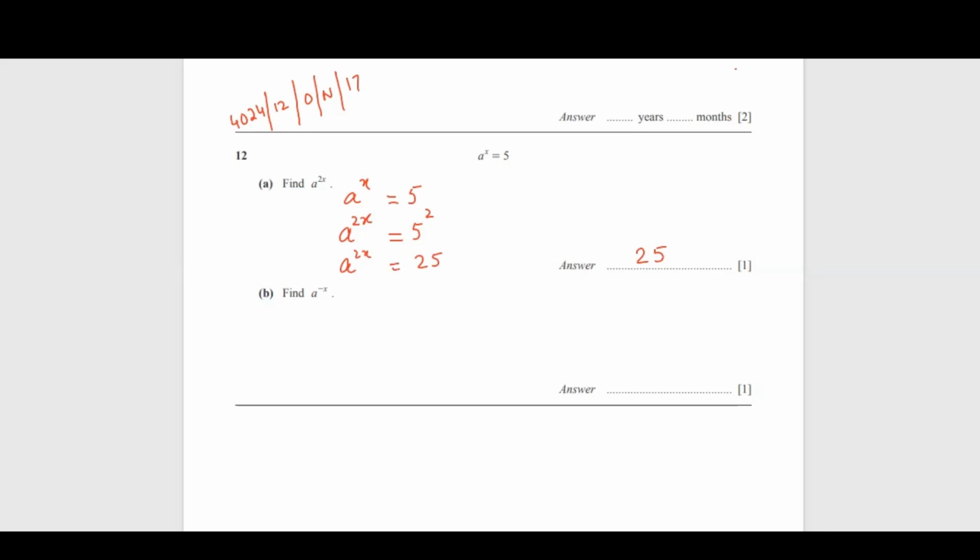Now the part B, find a raised to power minus x. Now, taking the power negative 1 on both sides, the index negative 1 on both sides. So a raised to power minus x will be 5 raised to power minus 1. So a raised to power minus x will be 1 over 5. 1 over 5 is your correct answer.